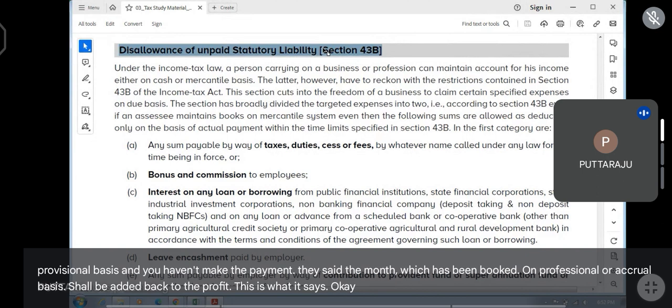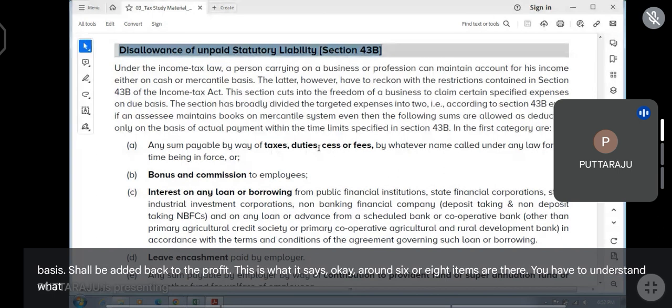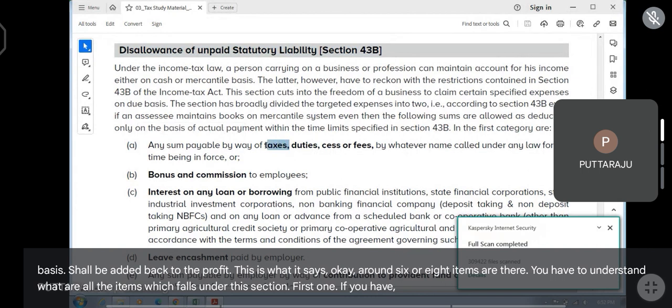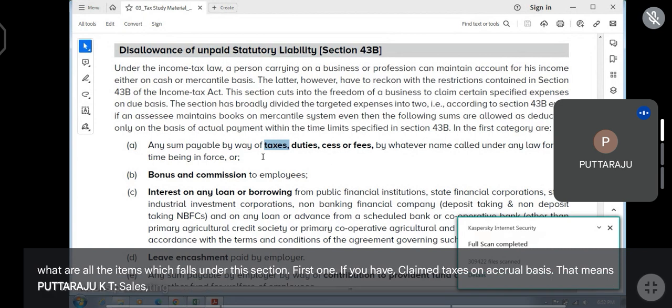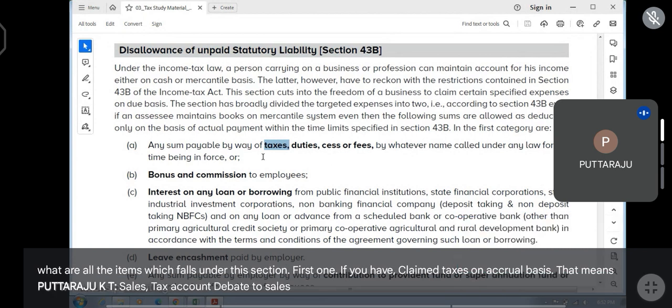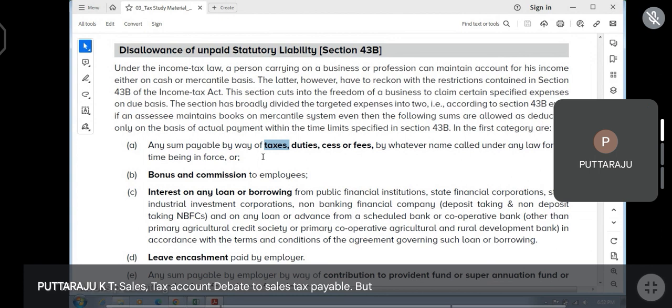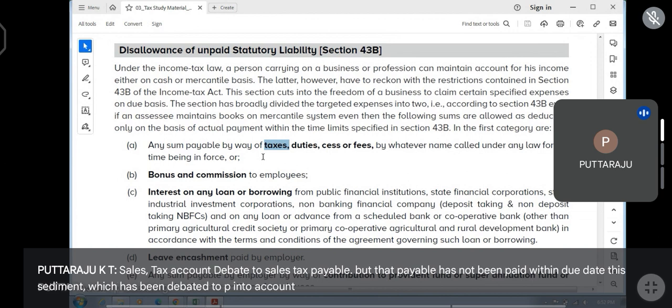Okay, around 6 or 8 items are there. You have to understand what are all the items which fall under this section. First one, if you have claimed taxes on accrual basis, that means sales tax account debit to sales tax payable, but that payable has not been paid within due date, the said amount which has been debited to P&L account as sales tax will be added back to your profit.